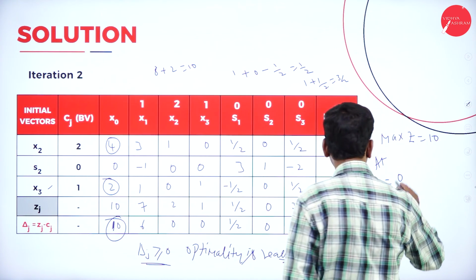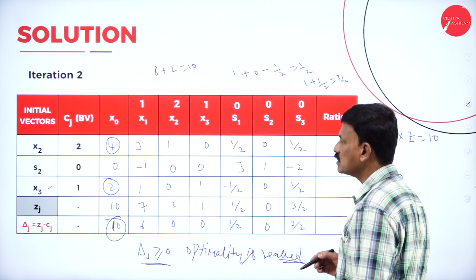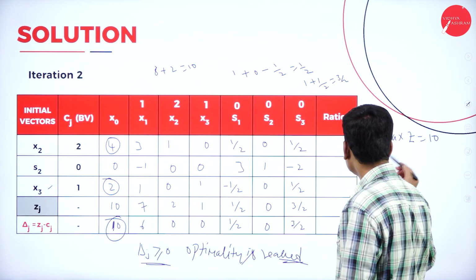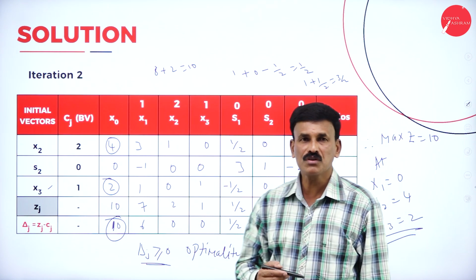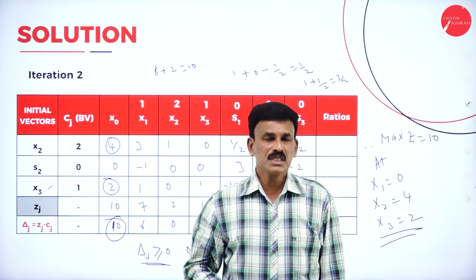Then we will get the final solution. So in this problem, the final value is max z. If you want, you can substitute these values and verify. That's it. So this is how we are going to solve a problem using degeneracy.